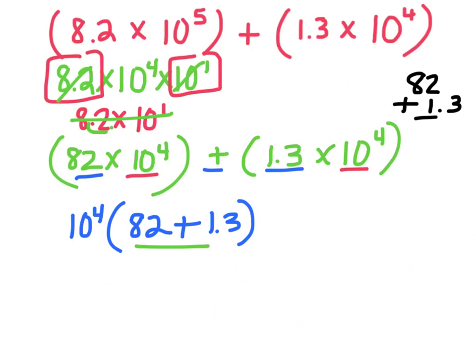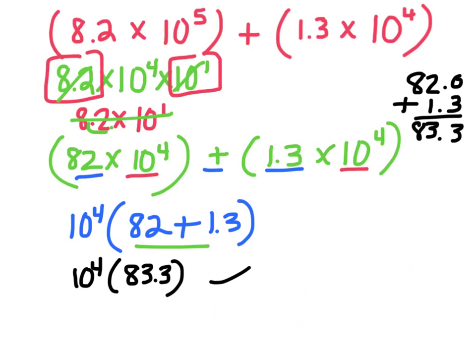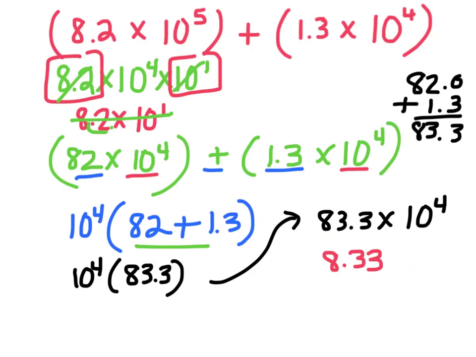Remember, you have to line the decimal up, put a 0. I get 83.3. So I have 10 to the fourth times 83.3. Now again, you could rewrite that as 83.3 times 10 to the fourth. My only problem is this is not written in scientific notation. I want it to be 8.33. Now I can't just change that.